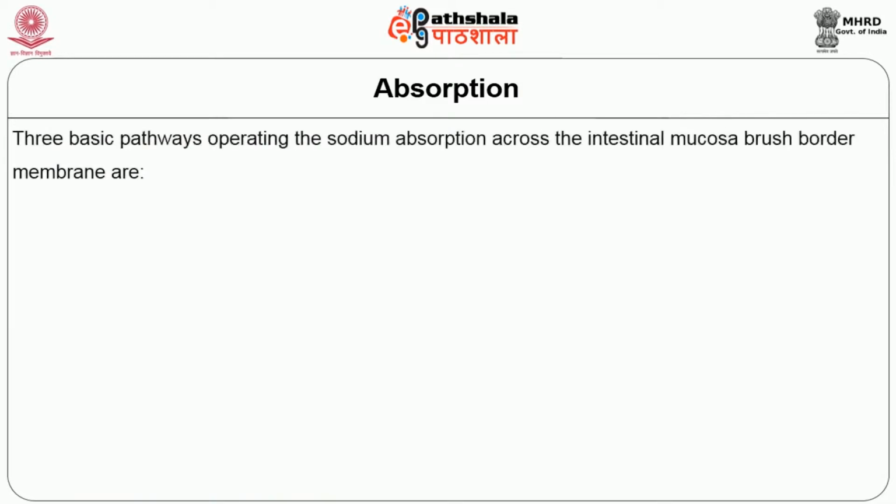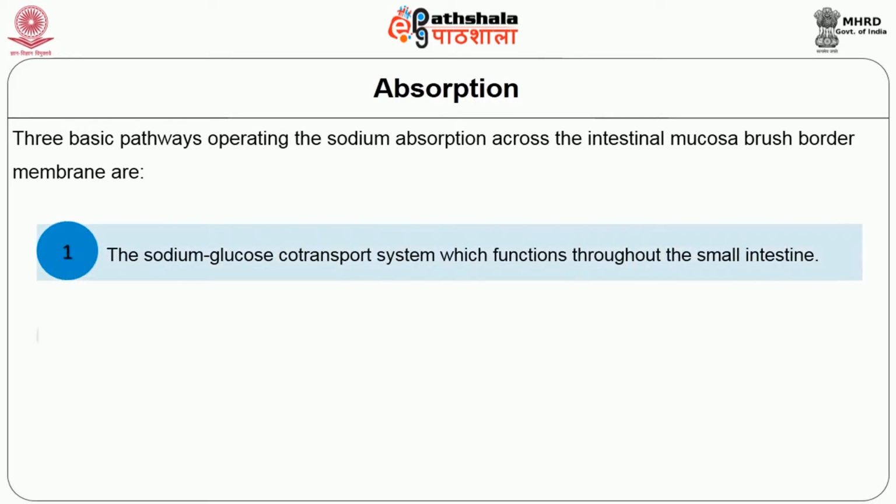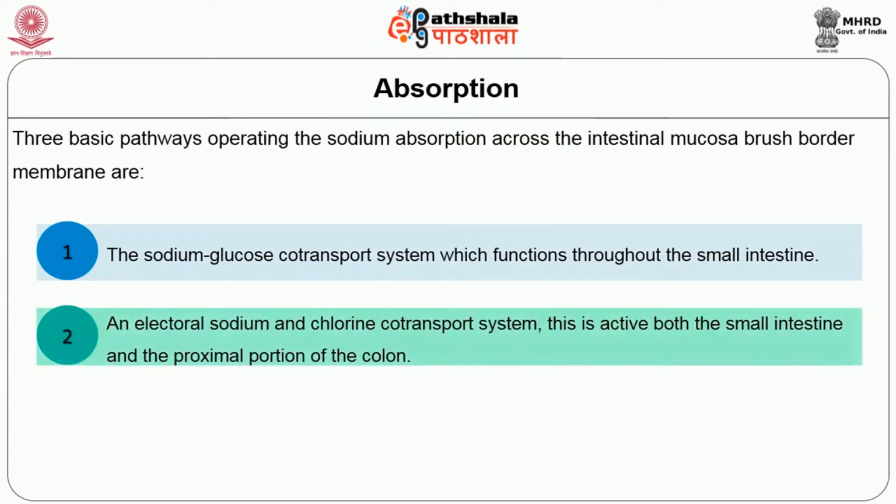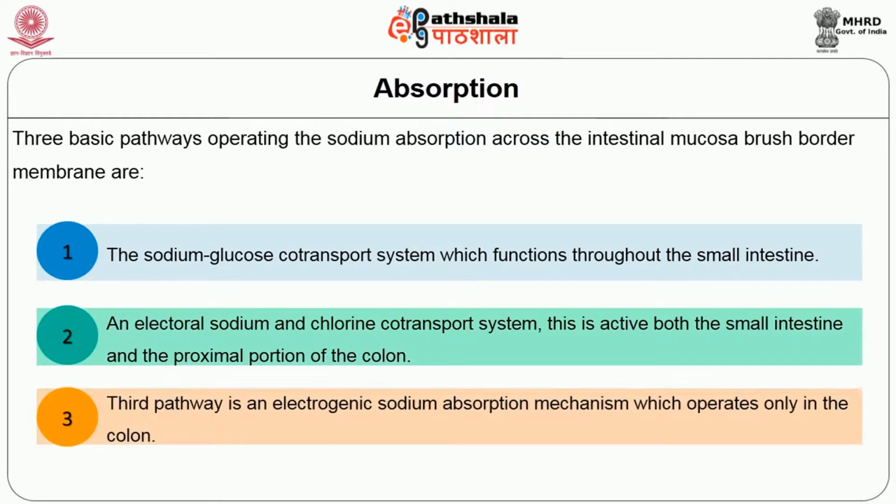Three basic pathways operate in sodium absorption across the intestinal mucosa brush border membrane. First, the sodium glucose co-transport system, which functions throughout the small intestine. Secondly, an electroneutral sodium and chloride co-transport system. This is active both in the small intestine as well as in the proximal portion of the colon. And thirdly, an electrogenic sodium absorption mechanism, which operates only in the colon.